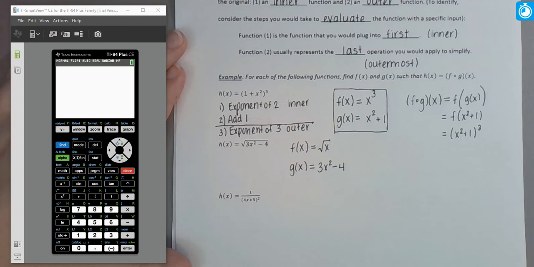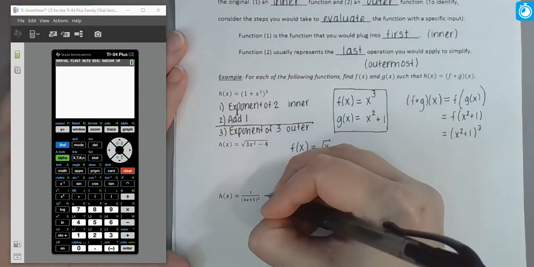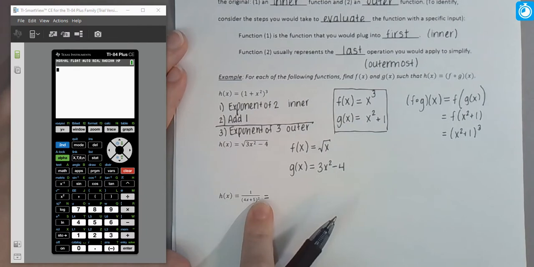Let's try one more. Now this one is a little bit different. It's not as obvious. I'm going to start by rewriting this in a slightly different form. Remember the rule with exponents in the denominator? We talked about this. What does something in the denominator mean in terms of an exponent? What's another way of writing that?